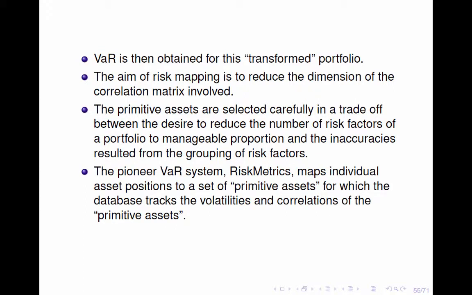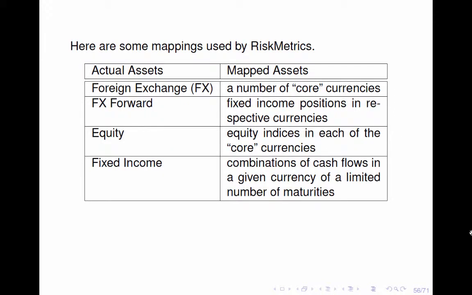The Pioneer VAR system, Risk Matrix, maps individual asset positions to a set of primitive assets for which the database tracks the volatilities and the correlations of the primitive assets. Here are some mappings used by Risk Matrix. Foreign exchange rates are usually mapped to a number of core currencies. Foreign exchange forwards are mapped to fixed income positions in respective currencies. Equity positions are usually mapped to equity indices in each of the core currencies. And fixed income positions are mapped into combinations of cash flows in a given currency of a limited number of maturities.